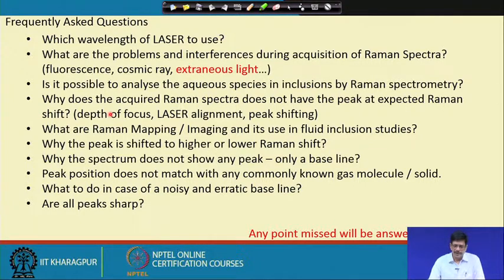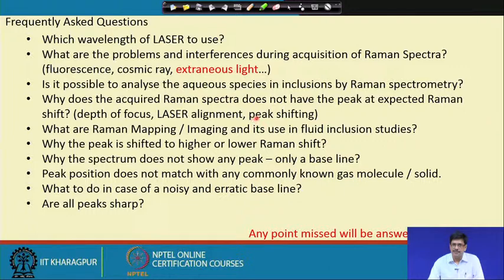So, sometimes we may not get the Raman peak at the expected shift as mentioned in the literature. First, we have to see whether we have properly focused the inclusion that we wanted to analyze. The laser alignment is also another important factor. Most present-day equipment do have automatic alignment systems, but in the old ones, manual alignment has to be done. So, laser alignment is one of the problems, and peak shifting is also one of the reasons.